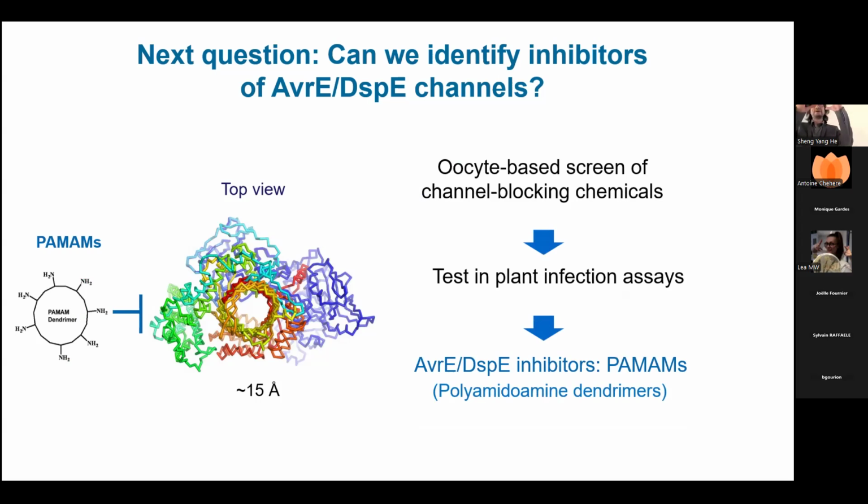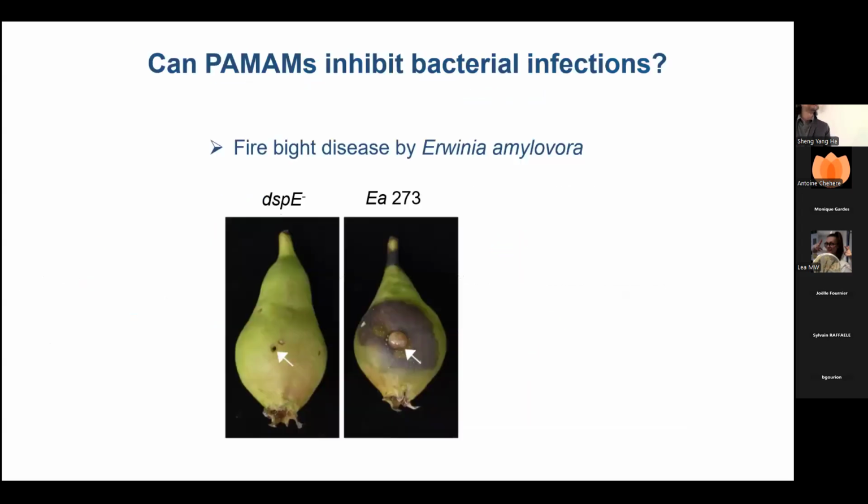These are synthetic polymers. You can actually program them to different sizes. So certain sizes of PAMAM derivative can indeed inhibit the channel activity in the oocyte. So we now test the in planta activity here. This is an infection experiment with Erwinia amylovora that causes fire blight disease, as I indicated before. This is an immature pear assay, so pear is really susceptible, as I said before.